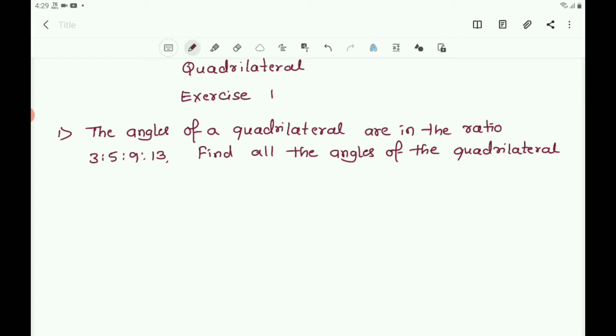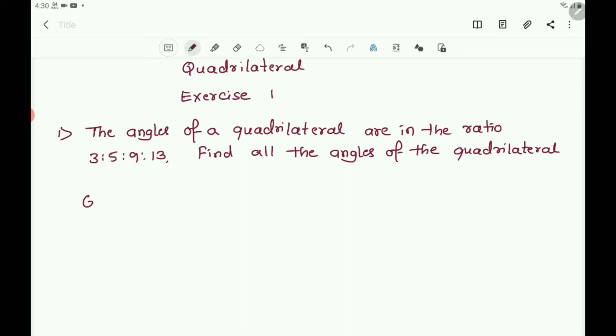The given ratio is 3:5:9:13. We have to find all the angles of the quadrilateral. You know that a quadrilateral has 4 angles. What is the sum of the 4 angles of the quadrilateral? That is 360 degrees. The sum of the angles of a quadrilateral is 360 degrees. This means we have to divide 360 in the ratio 3:5:9:13.